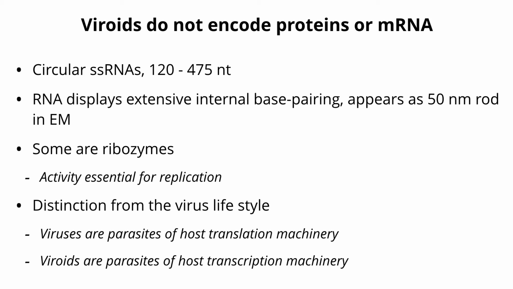They're parasites of the host transcription machinery because it's in fact the transcriptional machinery of the host that replicates the viroid genome. Remember, the transcriptional machinery consists of the enzymes and other proteins that take a DNA template and make RNA out of it. So our messenger RNA is made by a transcriptional machinery of the cell. And the viroids use that machinery in order to make their genomes.